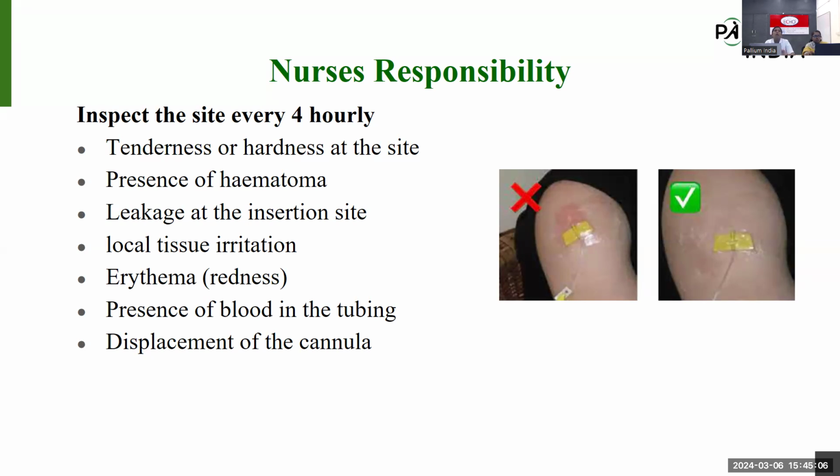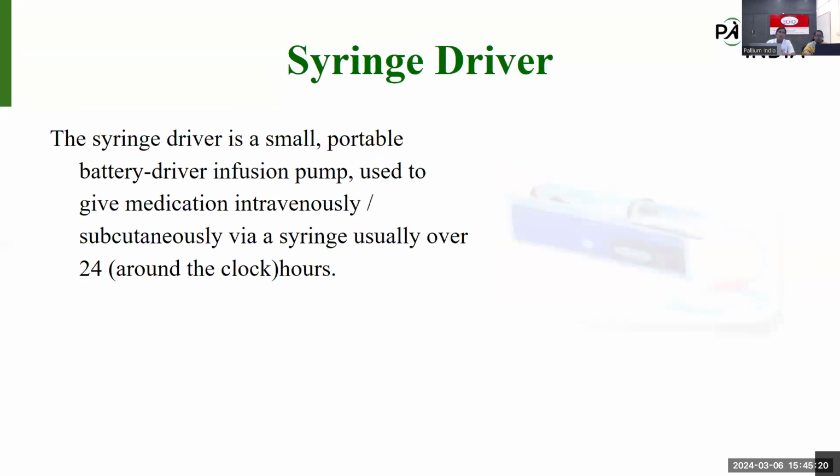Then we should inspect for displacement of the cannula. If the cannula is displaced, there is a chance of leakage. These are the main common nurses' responsibilities that we are following in subcutaneous infusion.